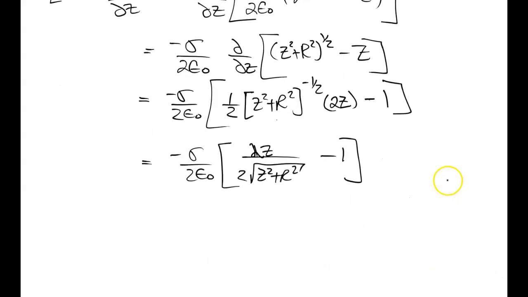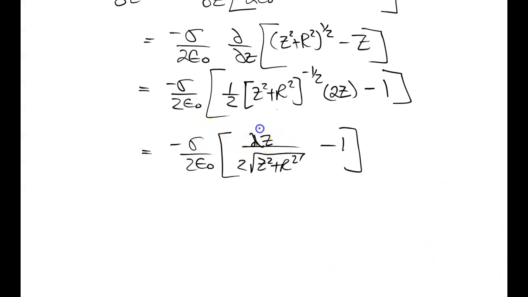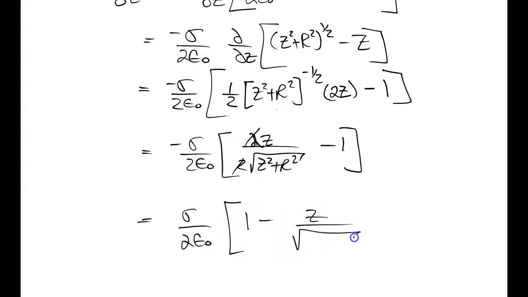And now the last thing I can do is simplify. These 2's cancel, and if I multiply this negative through, I get sigma over 2 epsilon naught times 1 minus Z over the square root of Z squared plus R squared.